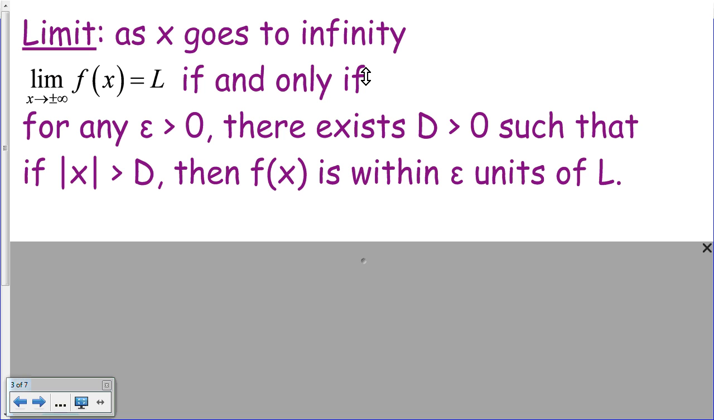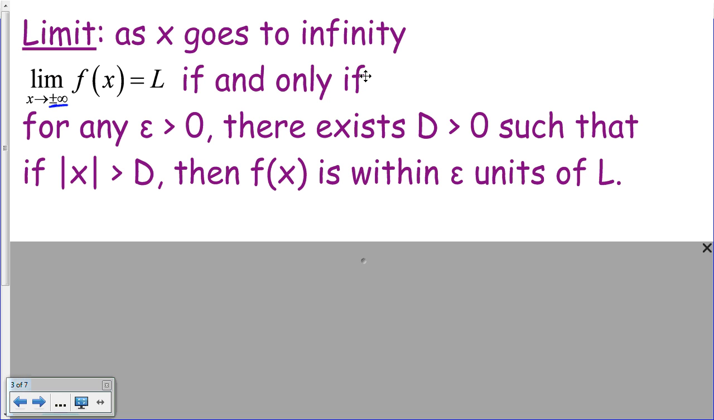For any epsilon greater than 0, there exists a d greater than 0. Notice that we're using d instead of delta here, such that if the absolute value of x is greater than d, and again, the reason why we see absolute value showing up there is because I'm using a plus or minus in my limit here.